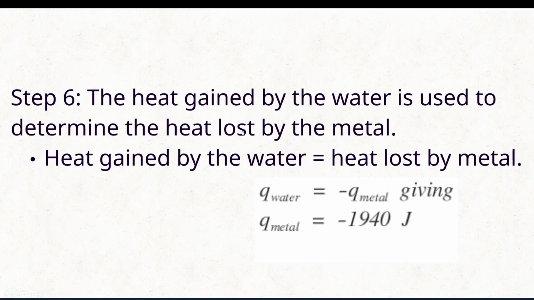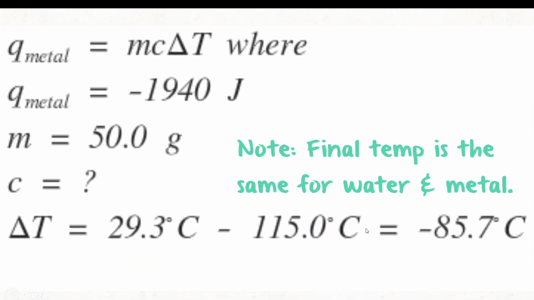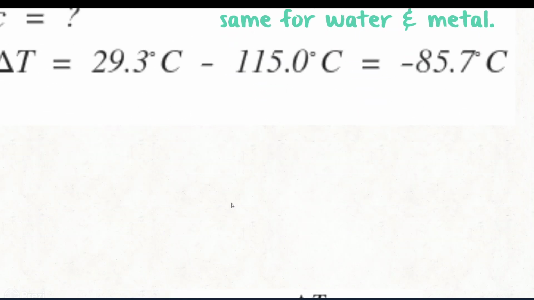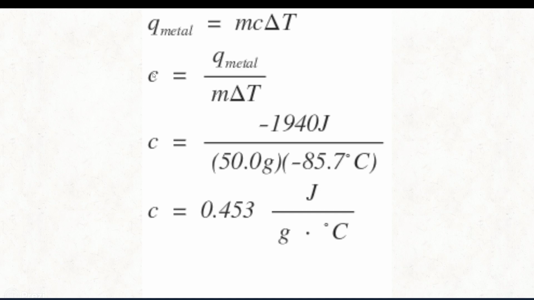The heat gained by the water is also the heat lost by the metal. In this case, it's going to be negative 1,940 joules. So we can plug that back into the same equation where we have our Q, the grams, which is 50 grams, and we went from our initial 115 degrees Celsius to 29.3 degrees Celsius, for a change of 85.7. That gives us 0.453. Notice that we're just solving for C. I find it easier to move the C over first, and then just plug in our numbers. And that's how we solve for C.